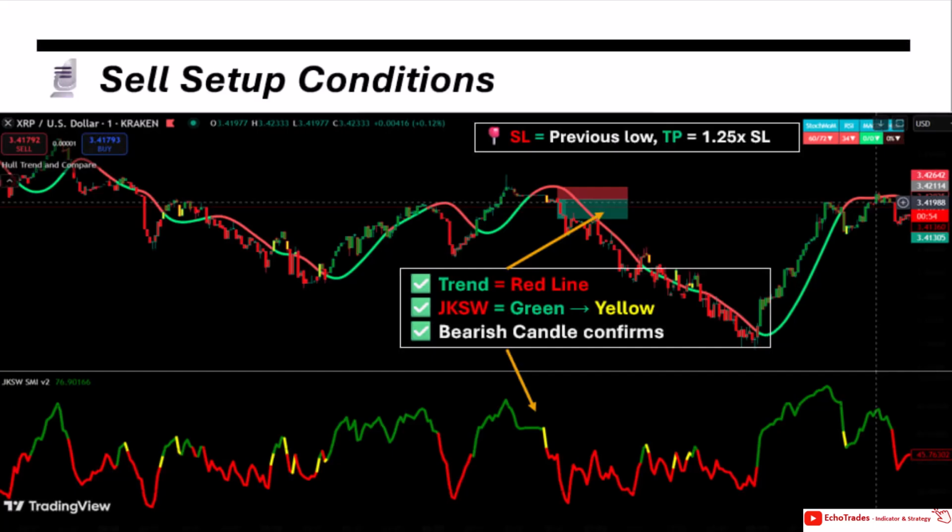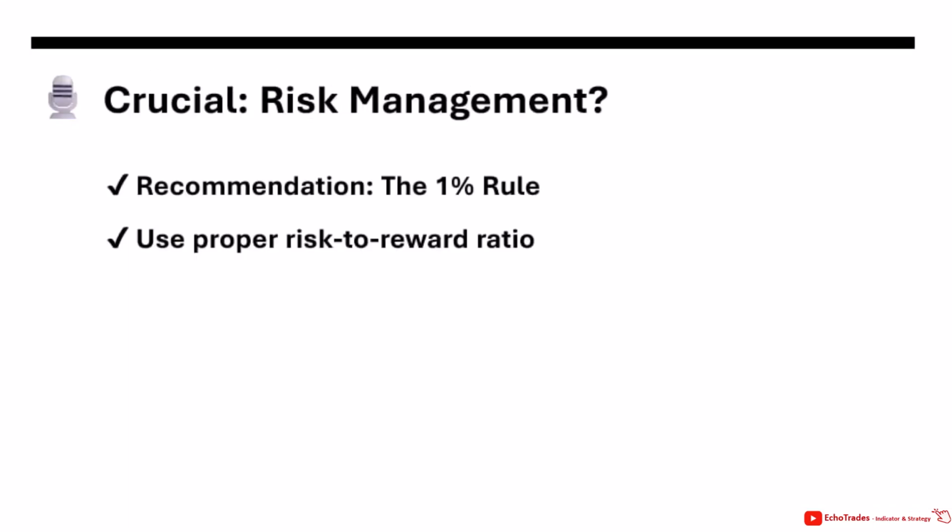Exactly. But, and this is crucial, risk management is everything. We have to stress this. Like we always say, no strategy wins 100% of the time. You will have losses. Managing risk is how you survive those losses and stay profitable long term. So the rules: use a stop loss, always. Aim for that consistent RR. Non-negotiable. Absolutely key. Protect your capital. Stay in the game.